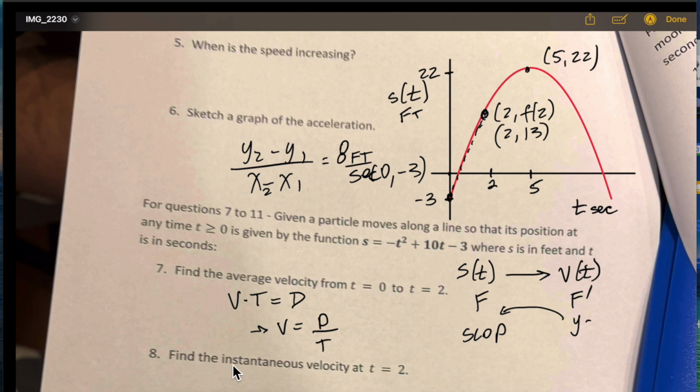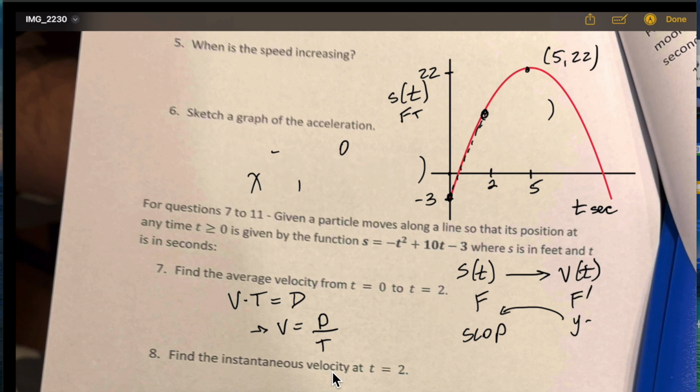Here, in the next question, they ask, find the instantaneous velocity at t equals 2. So this is a different problem. So we're going to do this by taking the derivative. Here, when you have an instantaneous velocity, there is no second point to do the y2 minus y1 formula. There is no secant line. Instead, you only have one point, and you have to find the slope there.